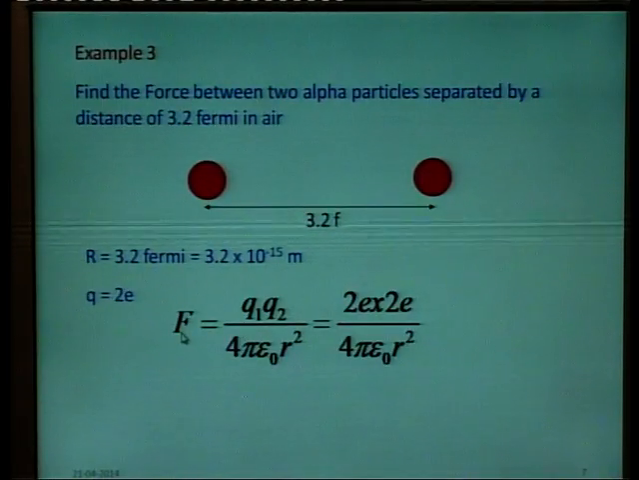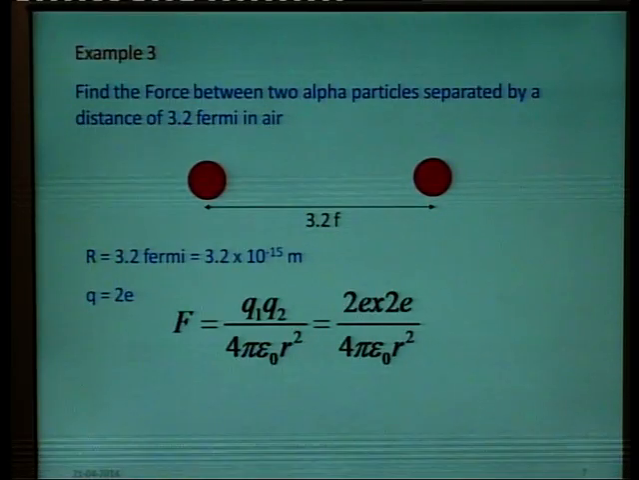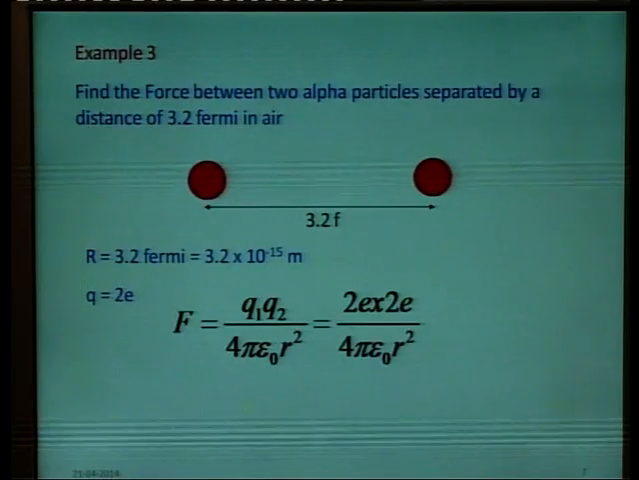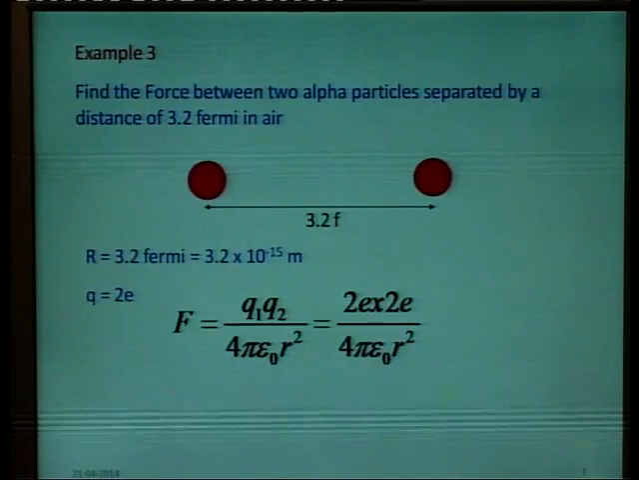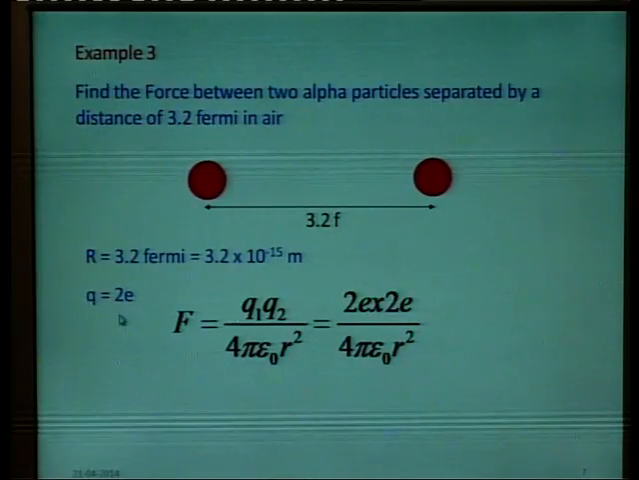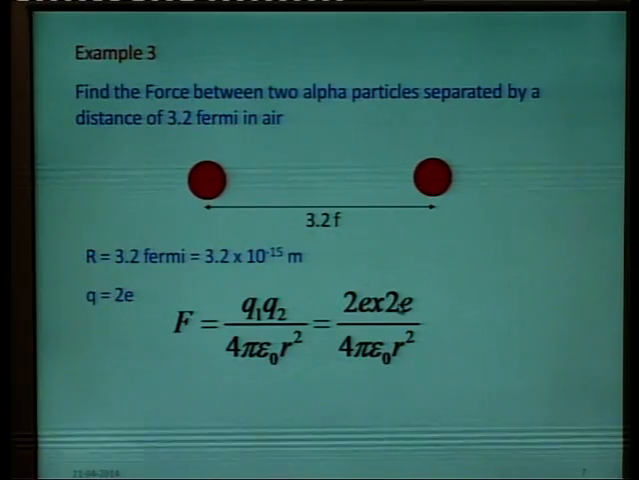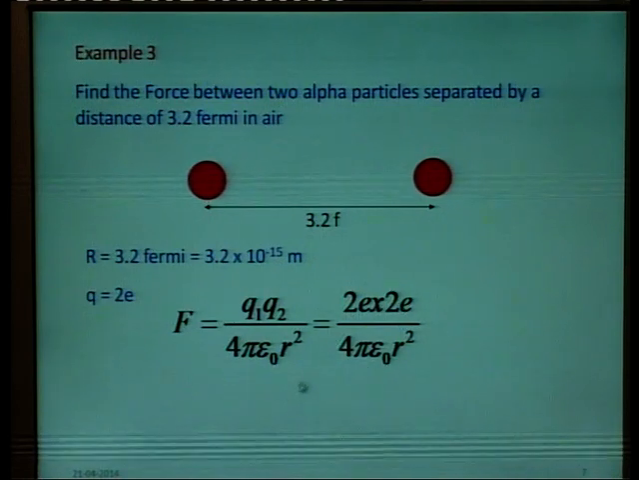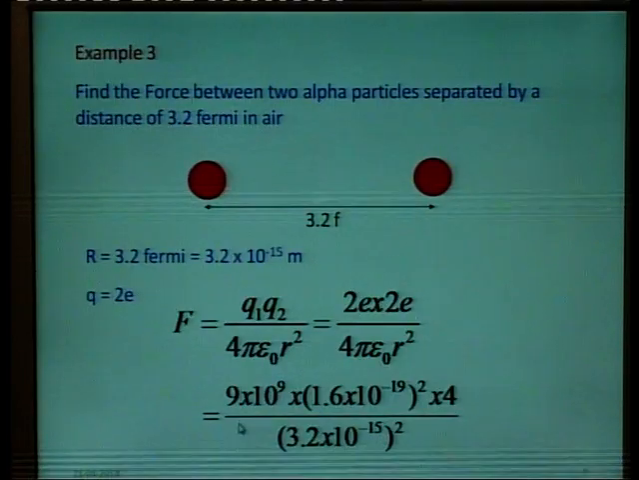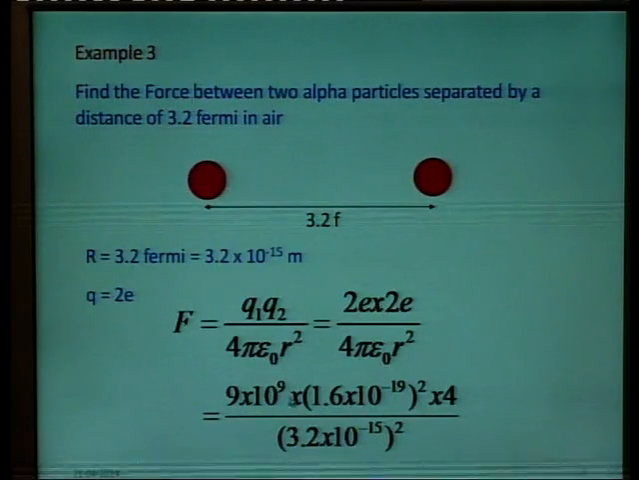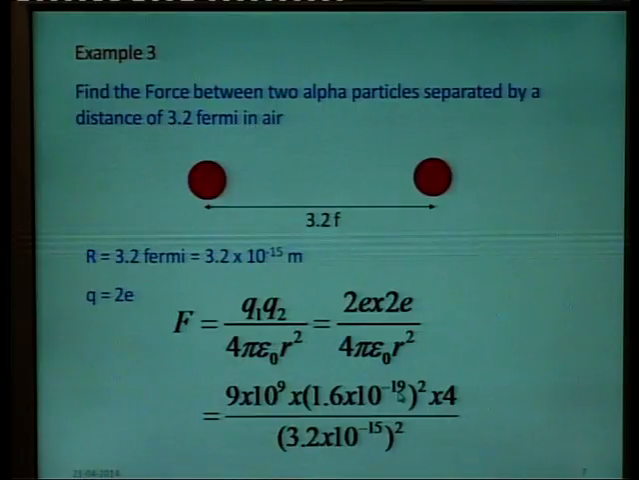So, the formula, that is Coulomb's law, reads that electrostatic force is given by Q1 Q2 upon 4 pi epsilon naught r square. Both charges have the same value, 2e. Q1 is 2e and Q2 is also 2e. So, 2e into 2e becomes 4e square. 1 by 4 pi epsilon naught, you know it is 9 into 10 to the power 9. Charge on an electron is 1.6 into 10 to the power minus 19 coulombs.